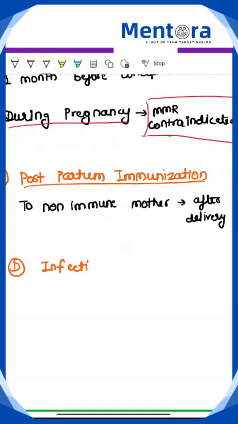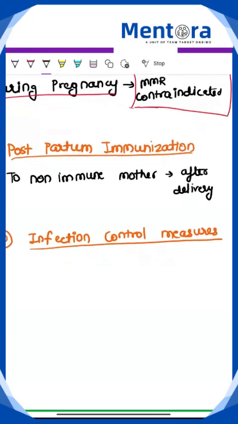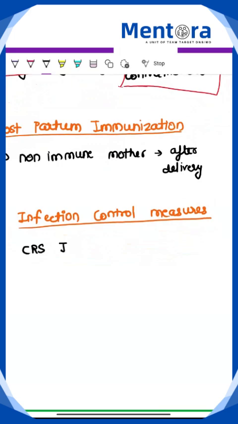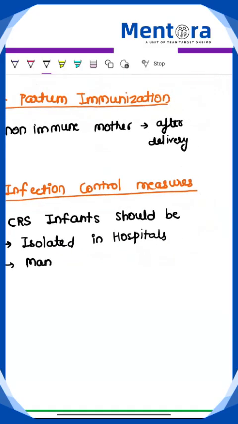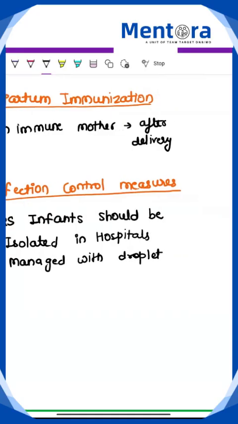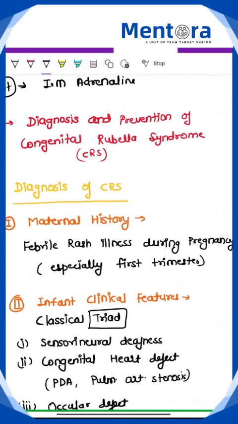And lastly, infection control measures. Infants with congenital rubella syndrome should be isolated in hospitals and managed with droplet precautions to prevent spread of the infection to others. So this is about the congenital rubella syndrome, diagnosis and prevention.